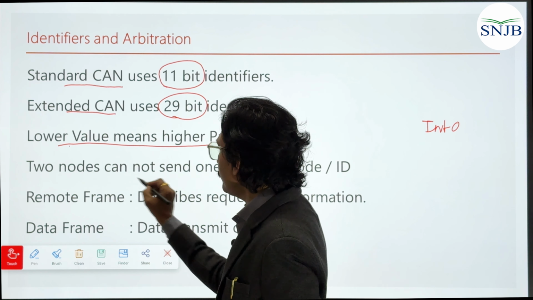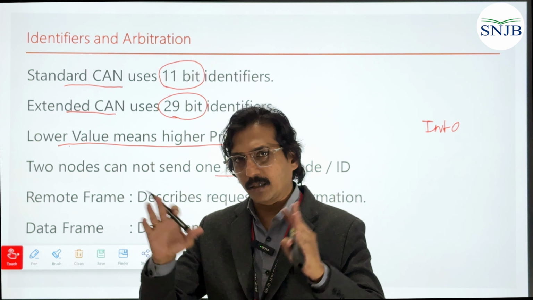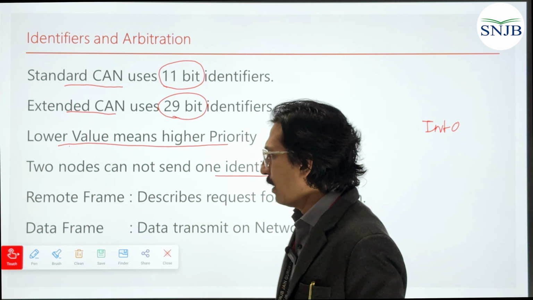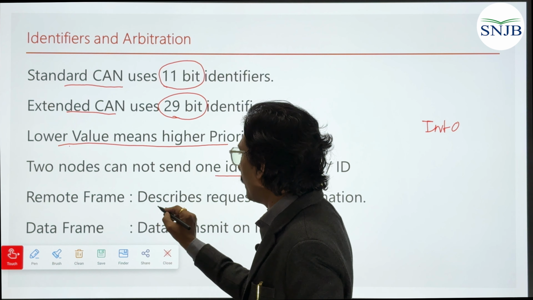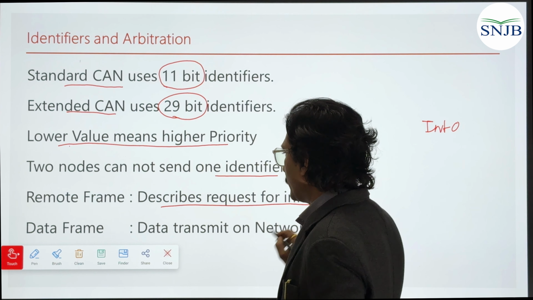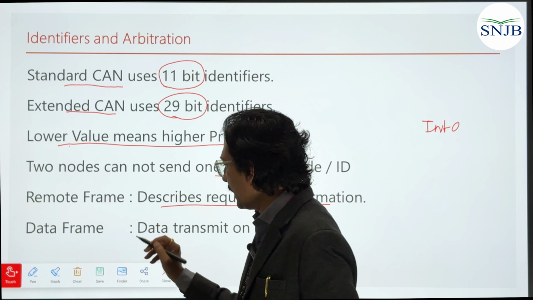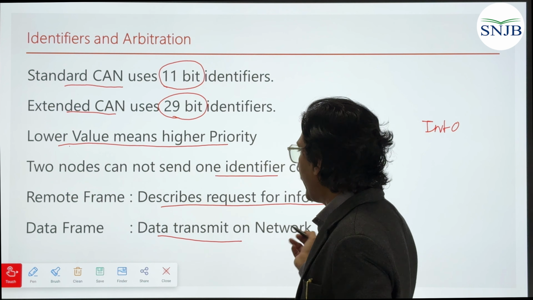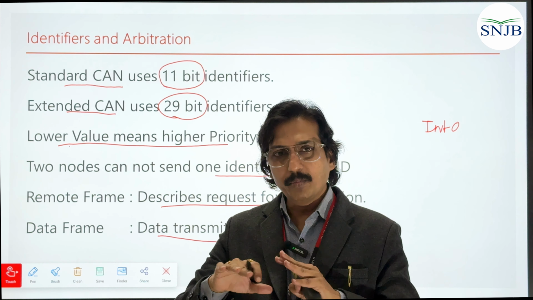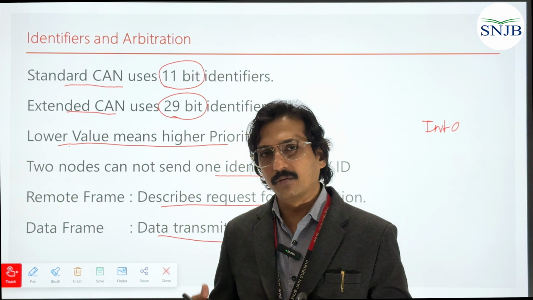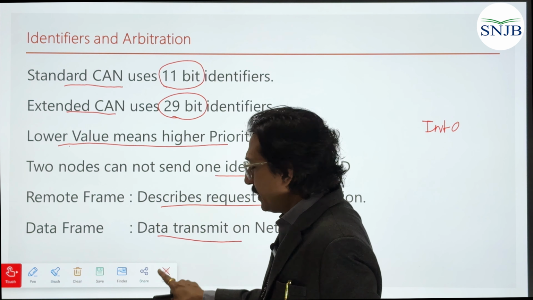Two nodes cannot send the same identifier, meaning a unique identification system is there, so two slaves don't have the same identification. A remote frame describes the request for information. There are two types of frame. A data frame carries data transmitted on the network, and a remote frame carries a request for information, such as asking to send information, or confirming that information was received correctly. So this is about the identifier and the arbitration.